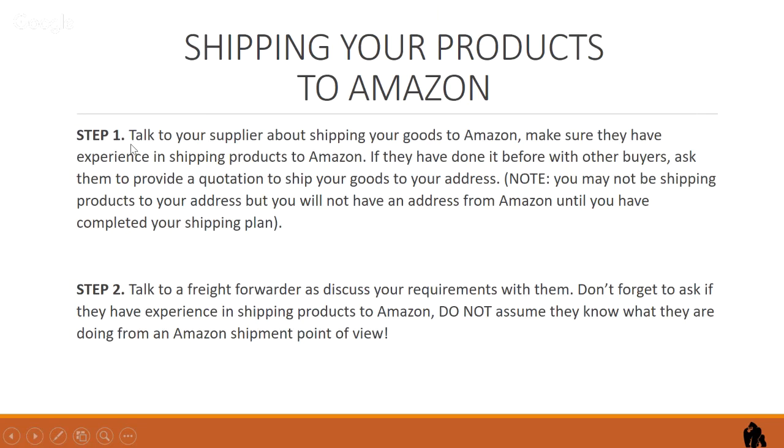Like I said, step one, talk to your supplier. But when you're talking to your supplier, make sure they understand what they're doing when it comes to shipping products to Amazon. Make sure they've got some past experience. If they've done it before with other previous buyers, ask them to provide a quotation to ship your goods to whatever address. Because at this stage, you may not have that address from the shipping plan. You may want to get a quote for shipping before you actually set up your shipping plan.